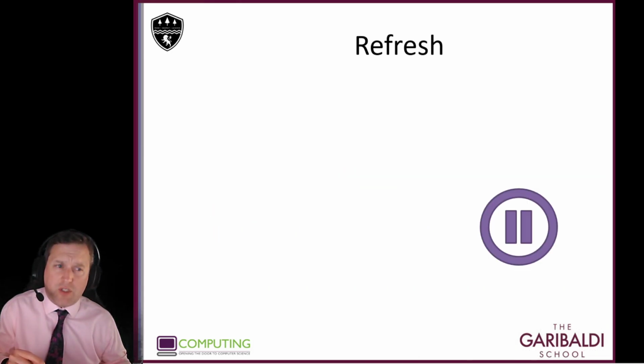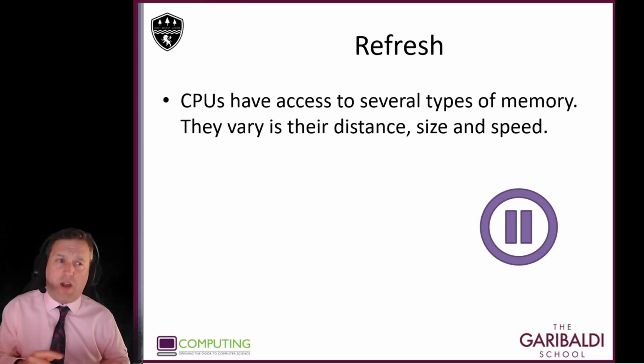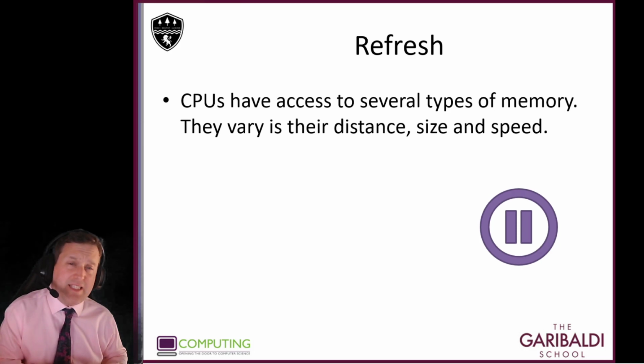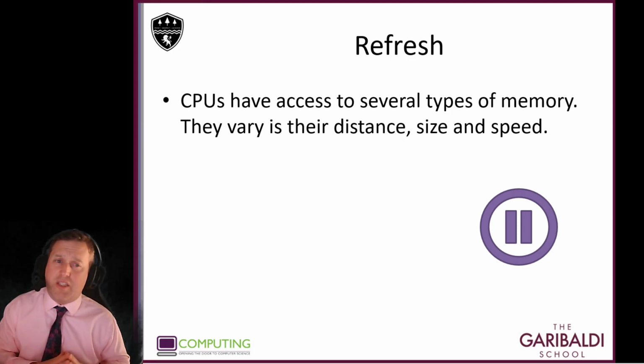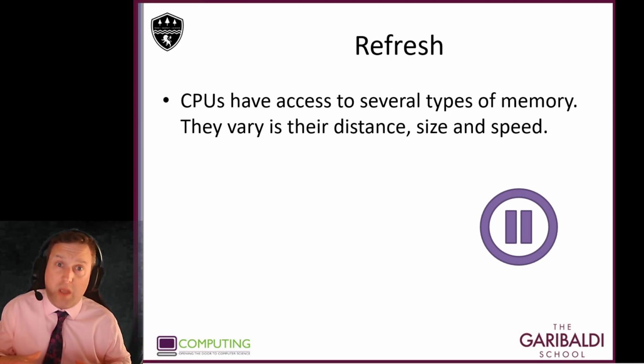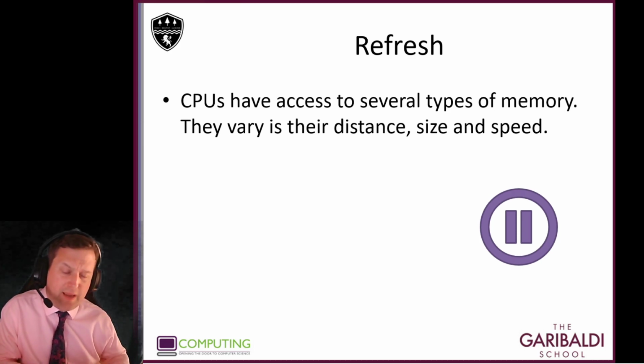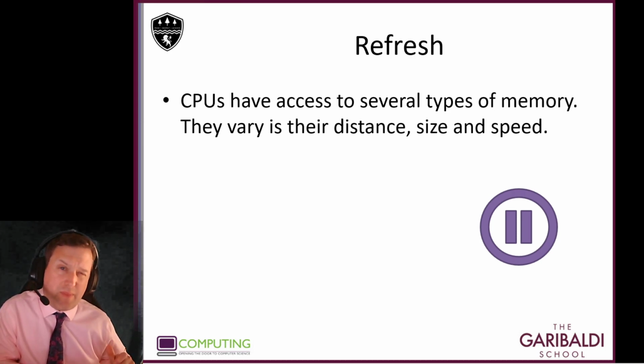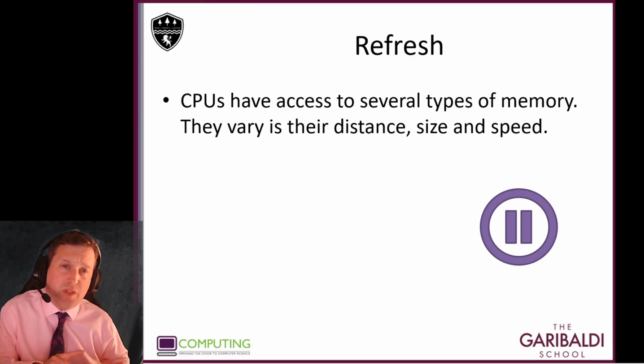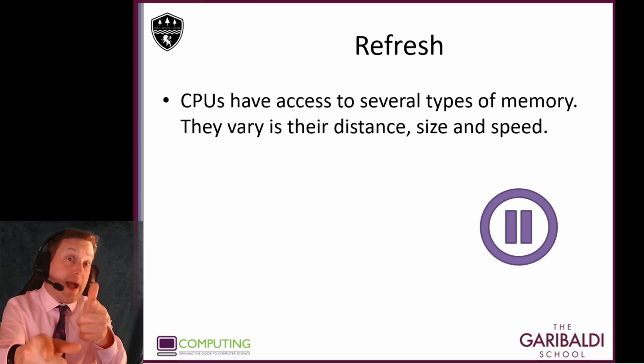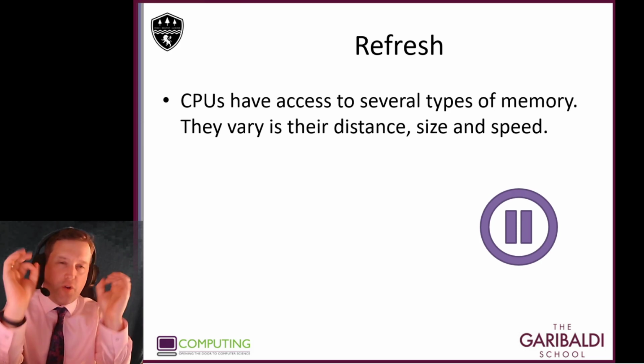So, quick refresh. Little question for you. The CPU has access to several types of memory, and they vary in their distance, size, and speed compared to their location in relation to the CPU. On a piece of pen and paper, can you jot down all the kinds of memory you know, and maybe in a diagrammatical way, which ones are closest, which are biggest, which are fastest in relation to the rest of the computer. So pause the video now and you're back.